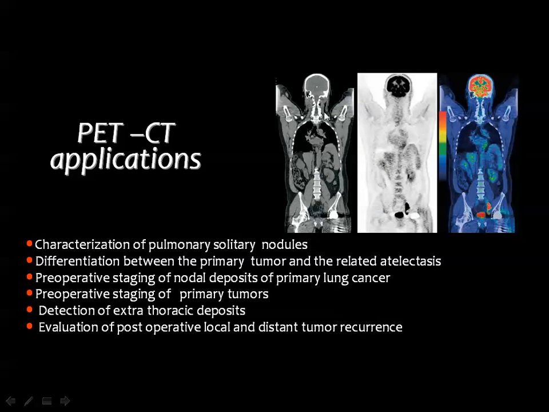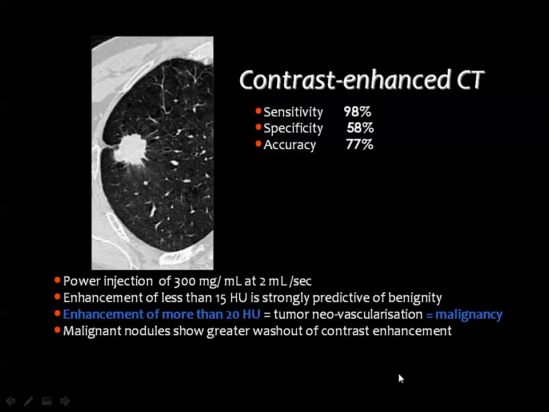Then this is the coronal CT scan, and this is the coronal PET scan, and this is the fusion of both images. PET scan has a good role in characterization of pulmonary nodules and differentiation between the primary tumor and the related atelectasis, also in staging of nodal deposits of primary lung cancer, also in the preoperative planning or staging for the primary tumors, detection of extrathoracic metastatic deposits, and evaluation of postoperative local and distant tumor recurrence.